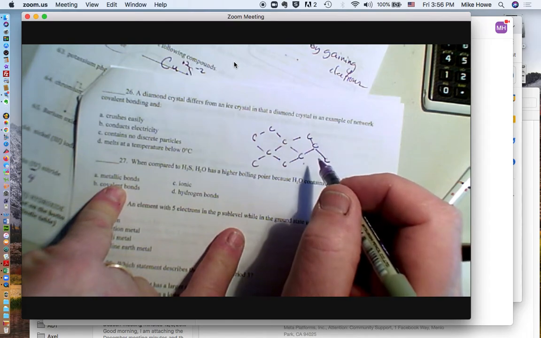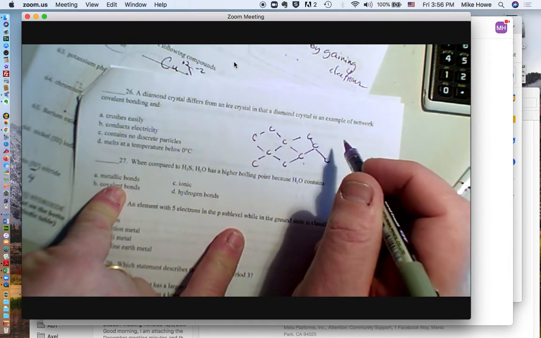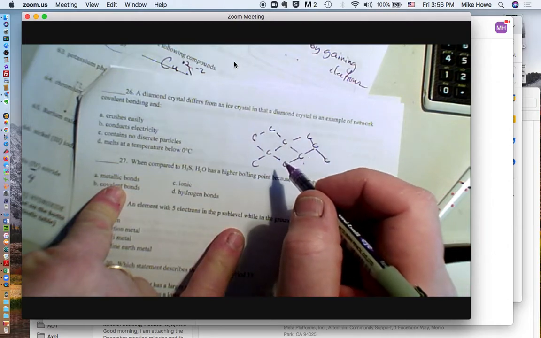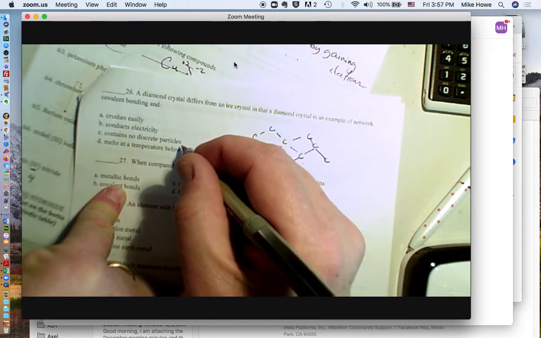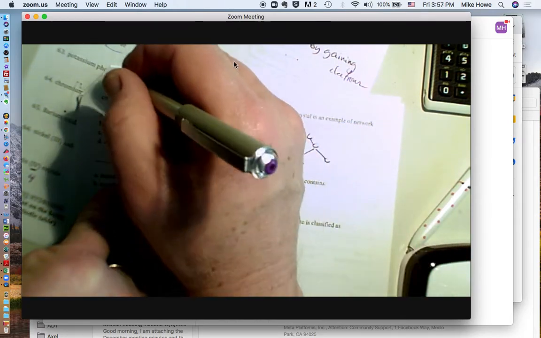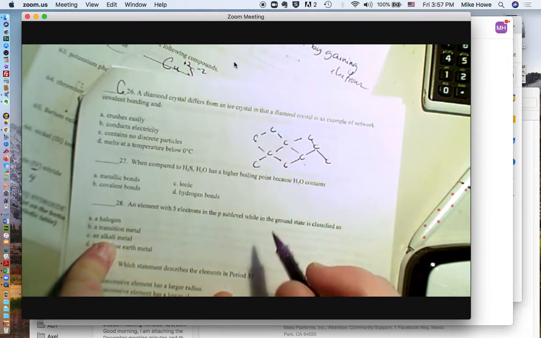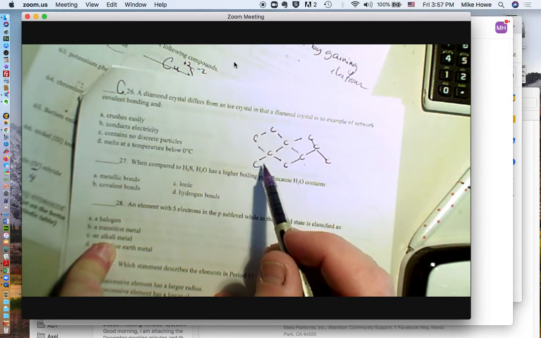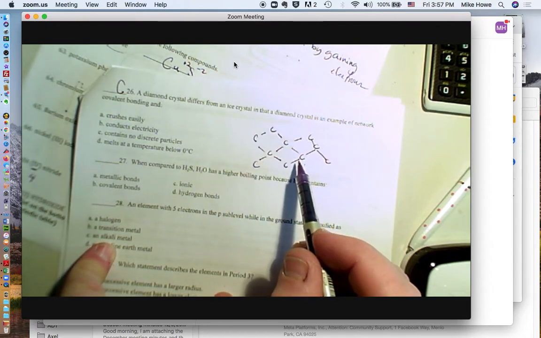So network covalents are very, very hard. Diamond is the 10 on the hardest scale. It's the hardest thing we know about. So what happens is the diamond then doesn't have any discrete particles. It's just all one big molecule, sometimes called a macromolecule. It certainly doesn't crush easily, and it can't conduct electricity, and it has a super high melting point because these bonds are very strong.